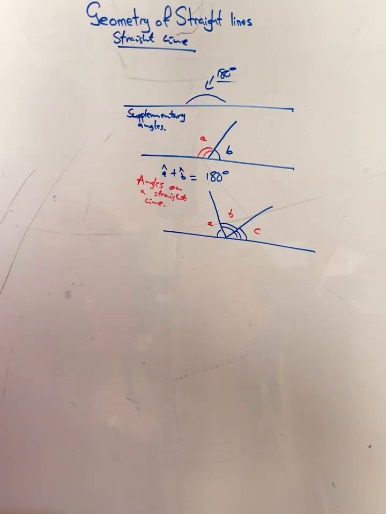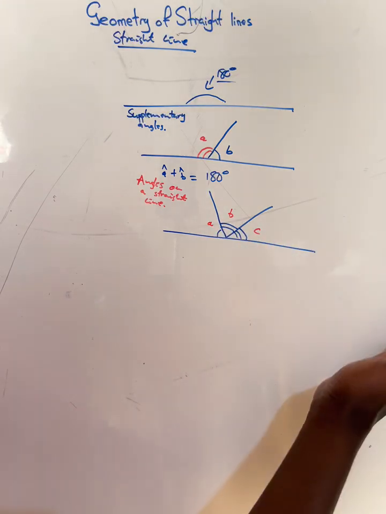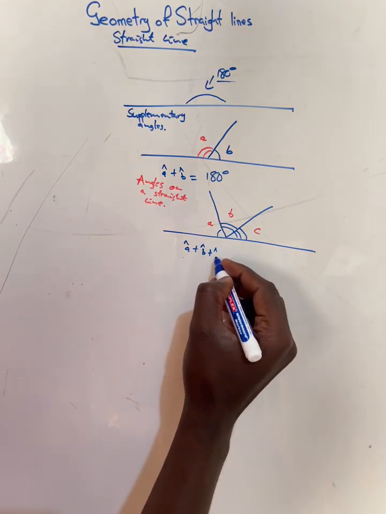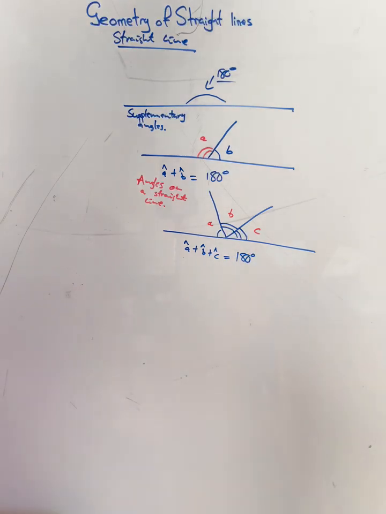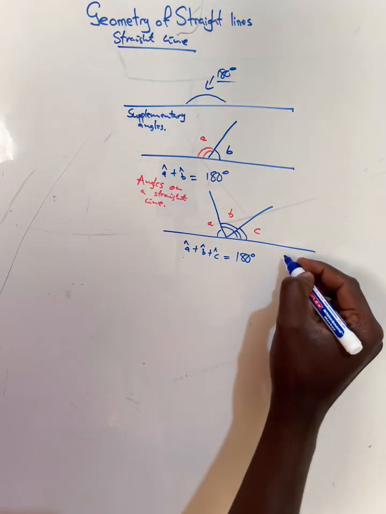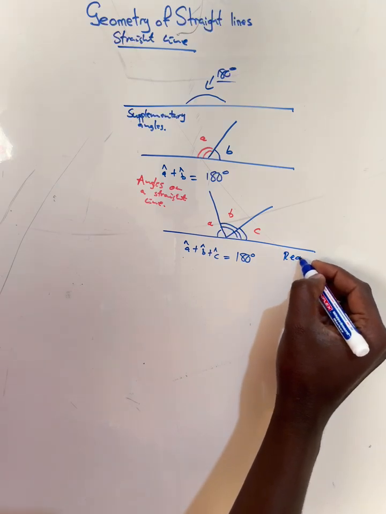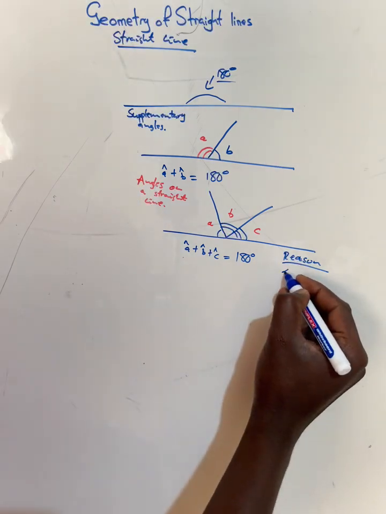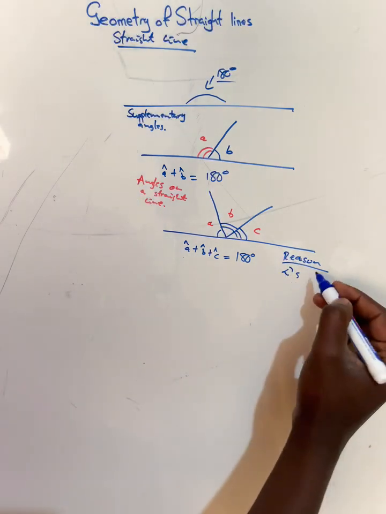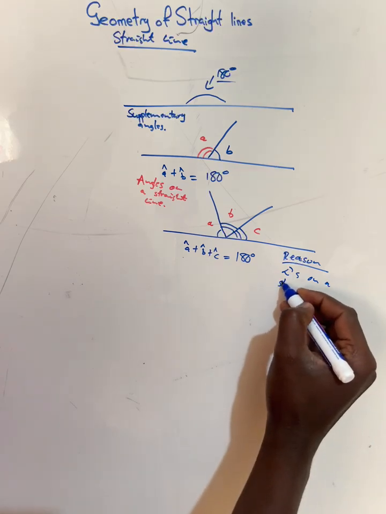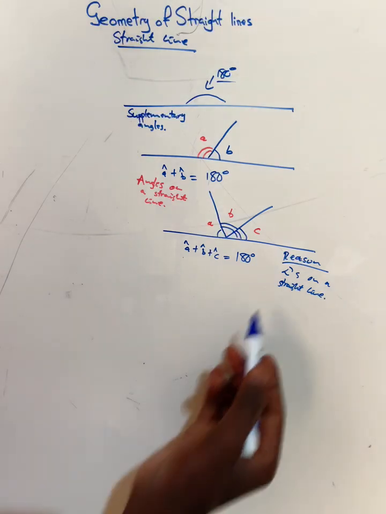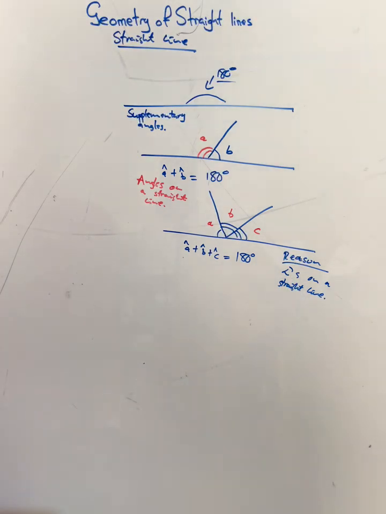Now, we're going to say that angle A plus angle B plus angle C, it will give us what? Angle A plus angle B plus angle C will equal 180 degrees. And they'll ask you for a reason. In geometry, they always ask you, why are you saying this? Then your reason will be angles on a straight line. So you're allowed to use this shortcut, angles on a straight line. That will be your reason, right? I hope everything is making sense so far.